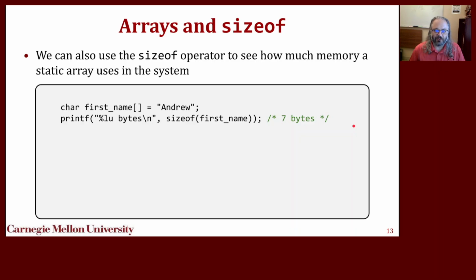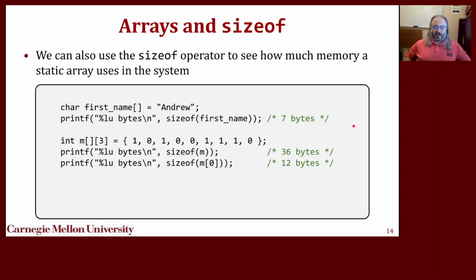And in this case, if we create our first name of Andrew and we tell it to print the size of that first name, it's going to tell us that the amount of memory is 7 bytes. And that makes sense because we saw earlier that when we create a static string, we have each character and then we have the null termination character at the end. So including the null termination character, we have 6 characters in the name Andrew plus the null termination character, which gives us 7 bytes because each character is 1 byte. This is exactly what we expect.